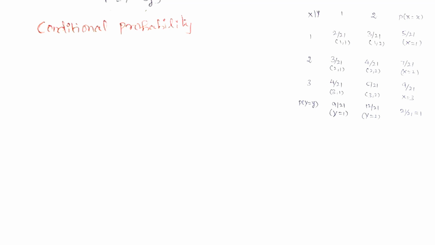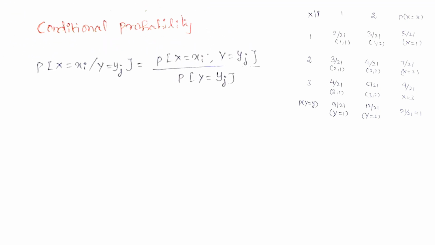First of all, we have to know the formula to find a conditional probability. The formula is P of capital X equal to xi given Y equal to yi, equals P of X equal to xi, Y equal to yi, divided by P of Y equal to yi. This is the formula which we are going to use to find the conditional probability for the given functions.